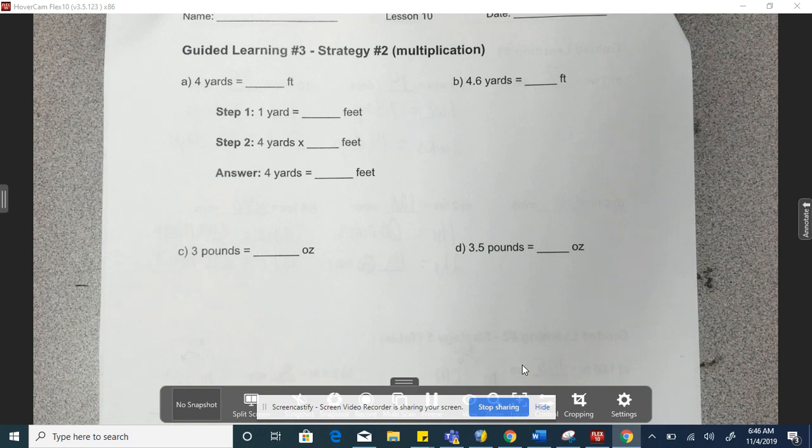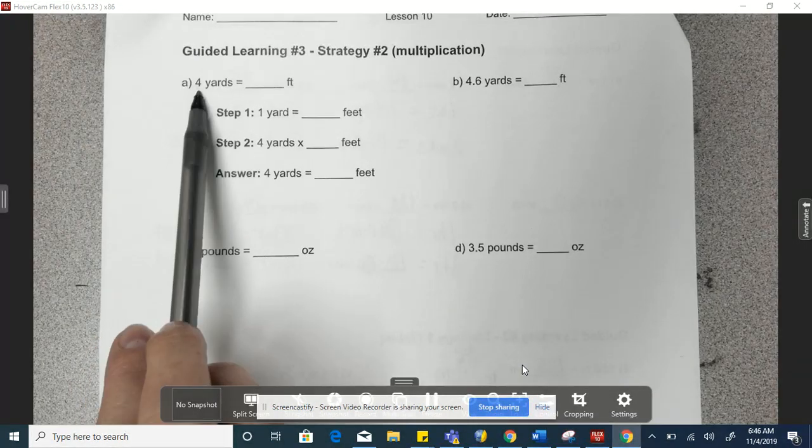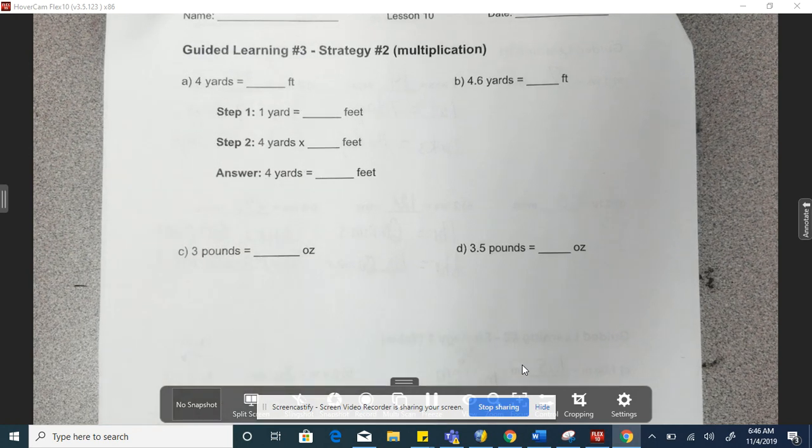Right, so now we're on guided learning number 3. I'm going to show you one more strategy. Remember, you can choose the one you like. I'm just going to show you each of them. So first, we're going to be starting with 4 yards equals how many feet?